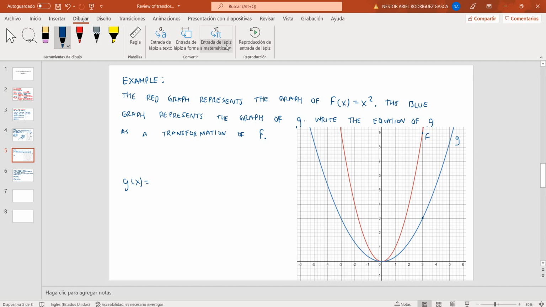Okay, so what are the coordinates of this point? The coordinates are 3,9. And what is happening? What I observe is that the y-coordinate, which is 9, is being transformed into 3. You see? 3,9 to 3,3. So what's happening? Apparently, the y-coordinate is being divided by 3. So let me put a hypothesis.